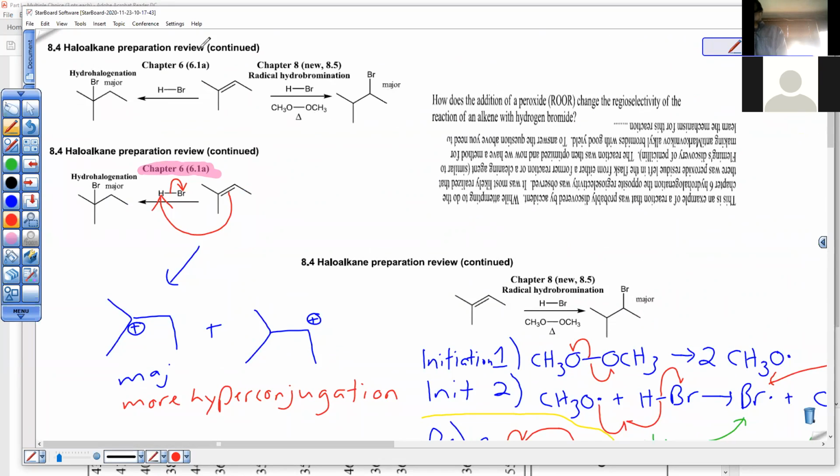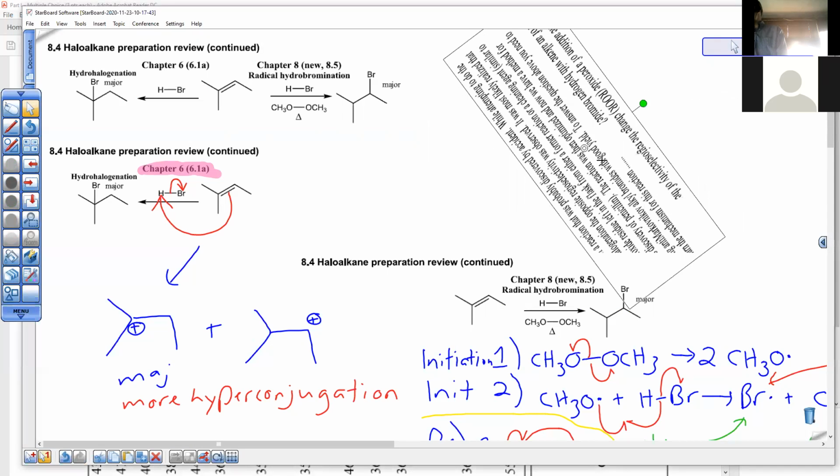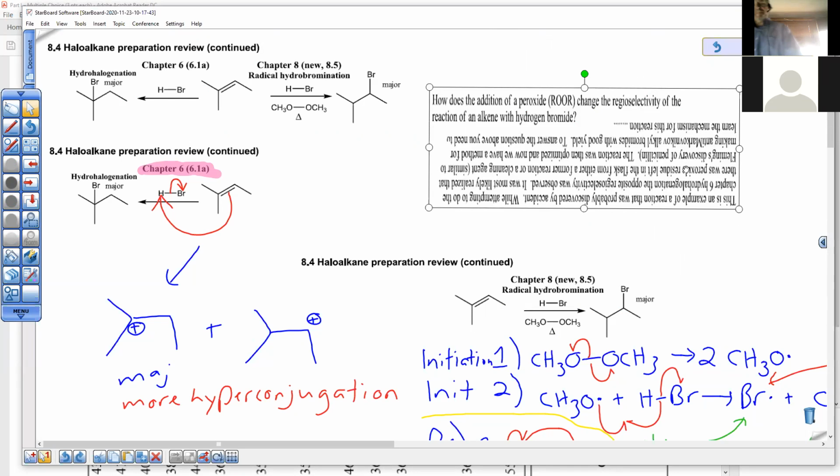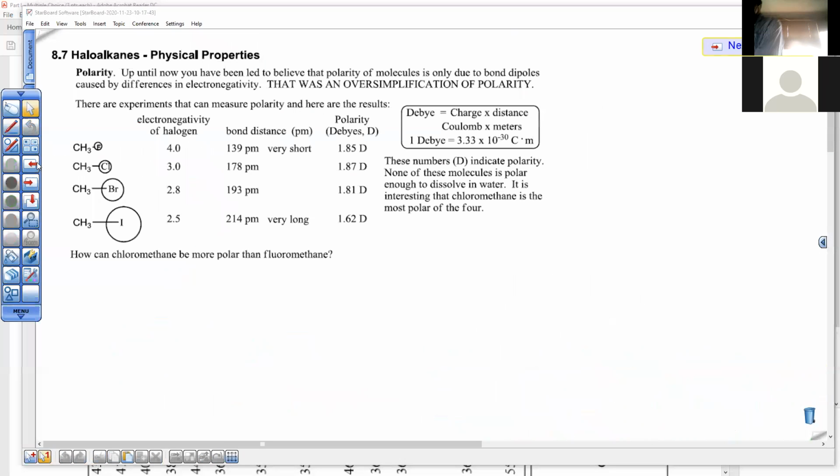Okay, and there's a little story there. If you want to read the story, it's straight from the textbook right there. It talks about the accidental discovery of this reaction. And I think we're going to leave off there. Unless there's something down here. No. We'll be picking up with the physical properties of haloalkenes when we come back. And we'll see you then.